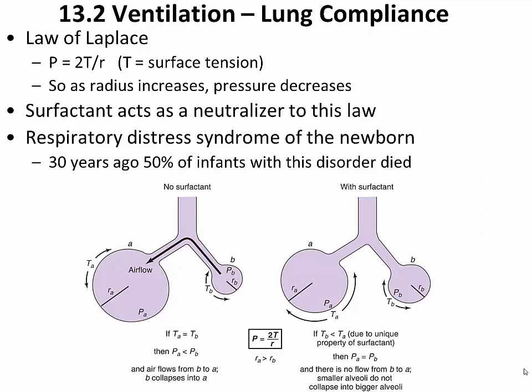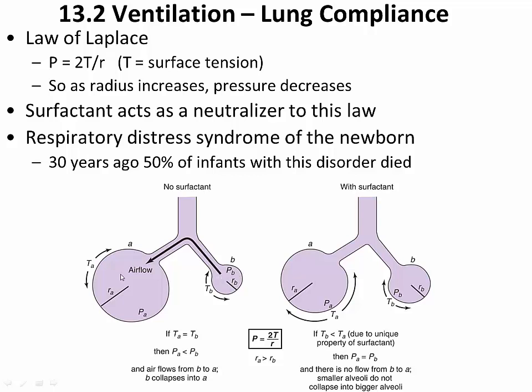Surfactant plays a huge role in normal lung function. The law of Laplace helps us understand the role that surfactant plays. If we look at that law, pressure equals 2 times the surface tension divided by the radius of the area. This means that as radius decreases, the pressure increases, or conversely, as it states on the slide, as the radius increases, the pressure decreases. And that's important in the lungs for this particular reason. Let's say that we have an alveolus here and an alveolus here.